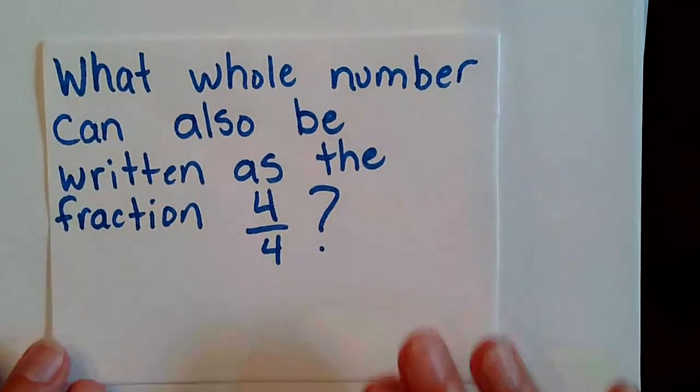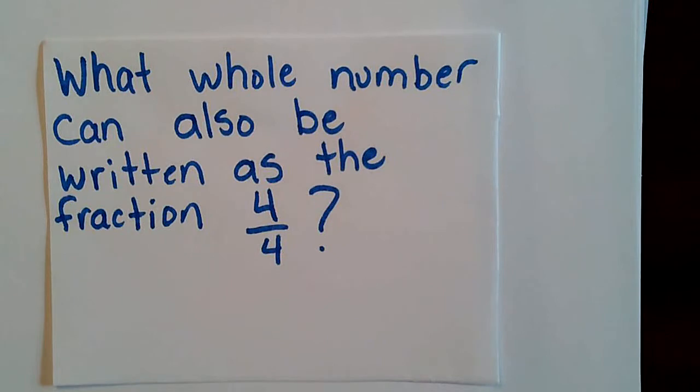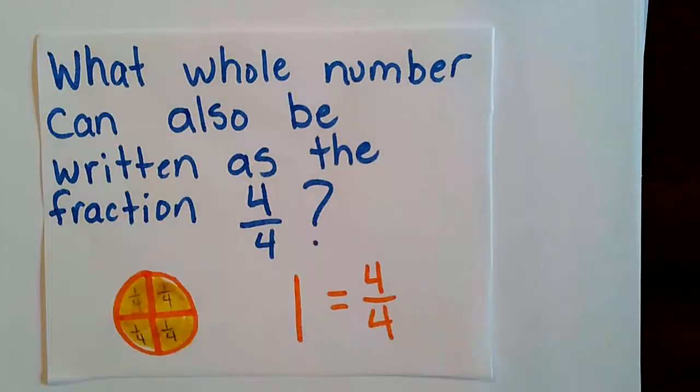Now, let's look at this one. What whole number can also be written as the fraction 4/4? Write that down on your paper right now. The whole number that can be written as 4/4. And while you're writing that whole number, go ahead and draw. Make a proof drawing to prove that 4/4 is the same as the whole number that you wrote. Pause the video if you need to. If not, go ahead and quickly get that drawing.